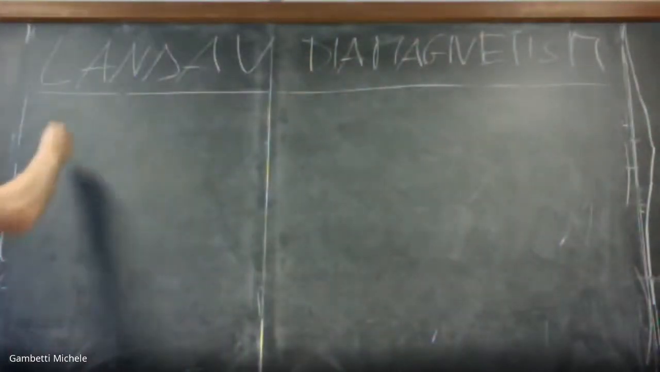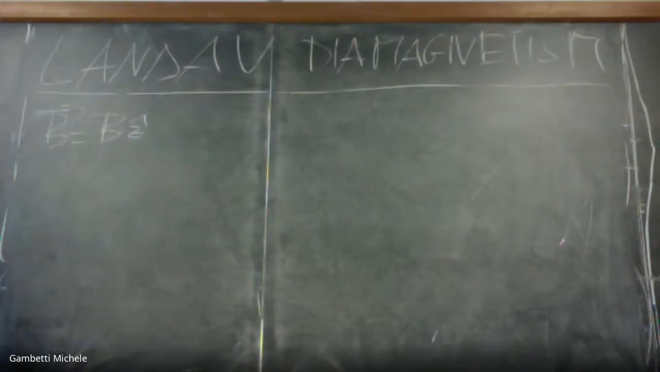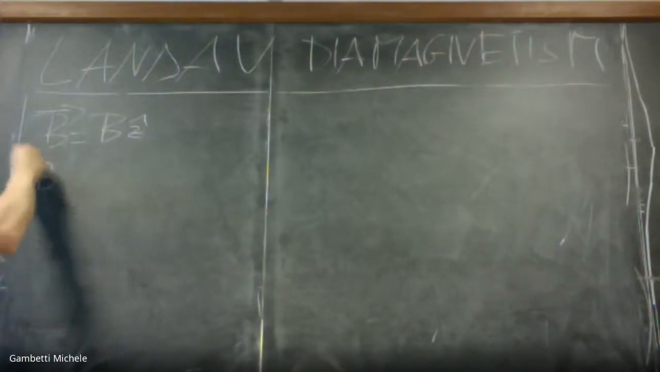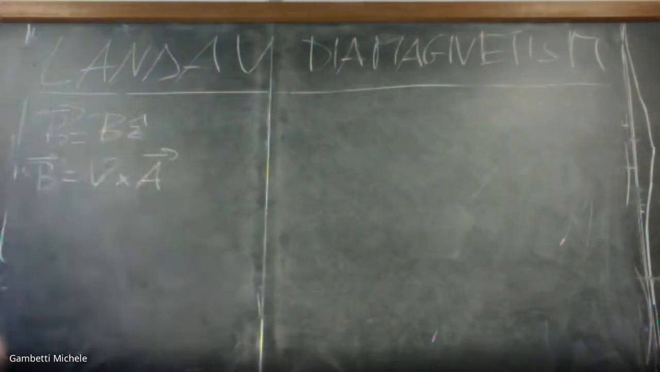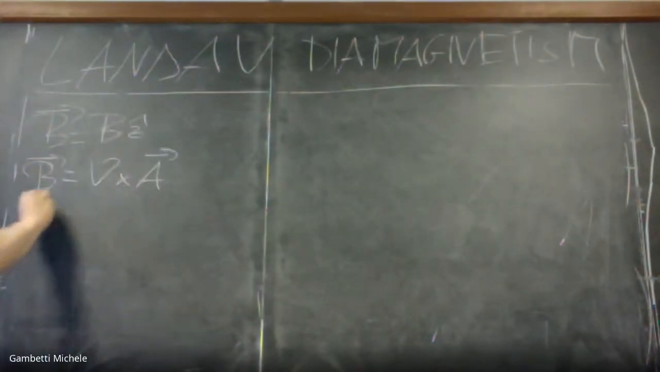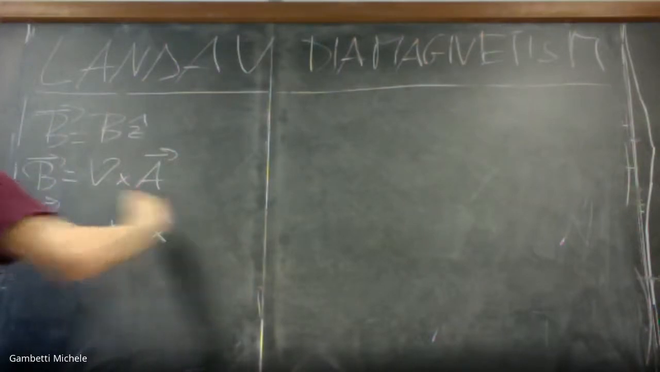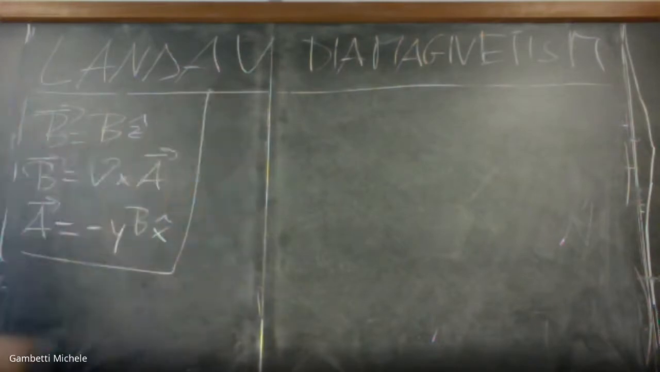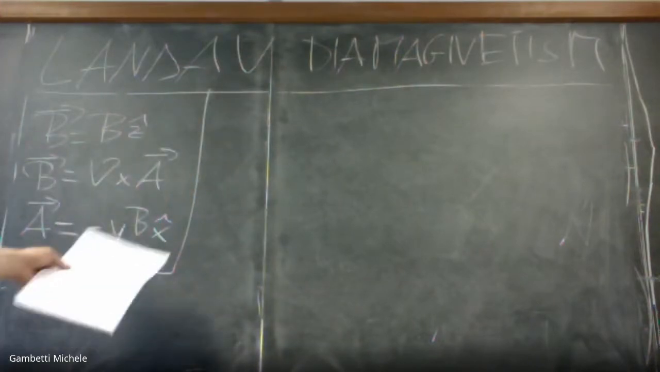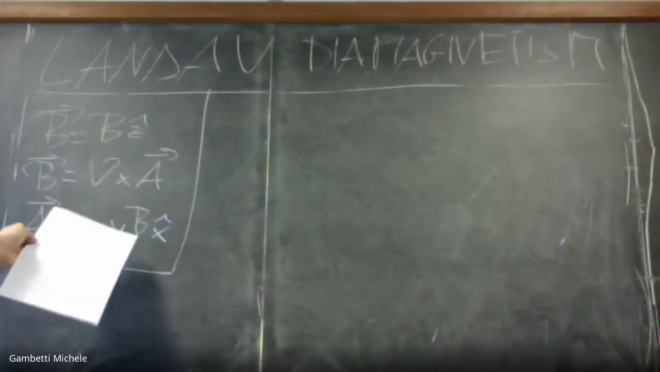Okay, so first of all, let's see the setup of the calculations. So we have a magnetic field along Z, positive, which is a constant magnetic field. Now, you remember that B can be written as the curl of A, which is the vector potential, and to get a constant magnetic field along Z, you need A to be (minus y B, x B, 0). Let me check if this is correct. Yeah, it's correct. You can check whether this is correct by applying the curl to A.